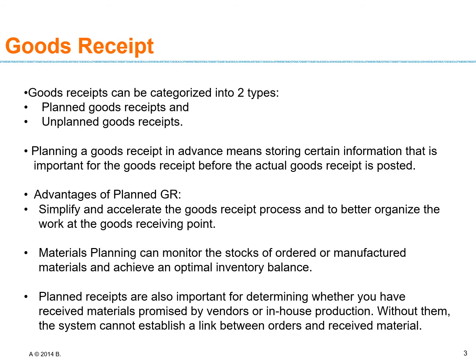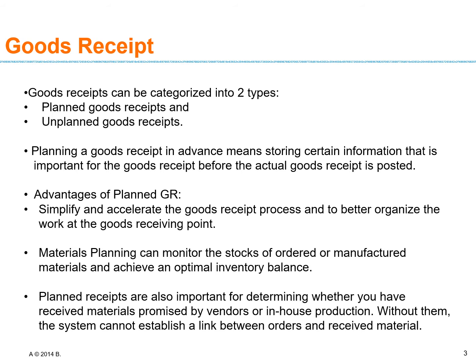So planning a goods receipt in advance means storing certain information that is important for the goods receipt before the actual goods receipt is posted. The advantages of a planned goods receipt are that it simplifies and accelerates the goods receipt process and better organizes the work at the goods receiving point. So it's always better to have a planned goods receipt, because then you are better prepared to receive the goods, and you are already informed about this. So it's a very important thing.